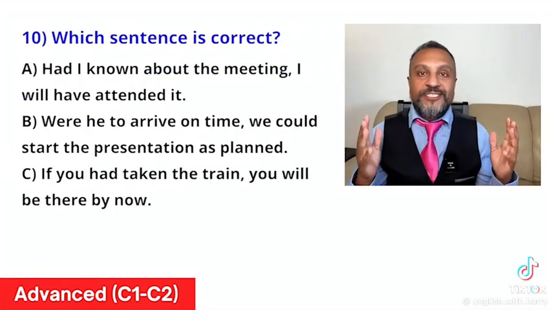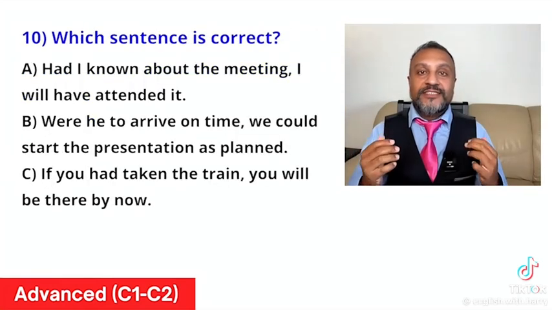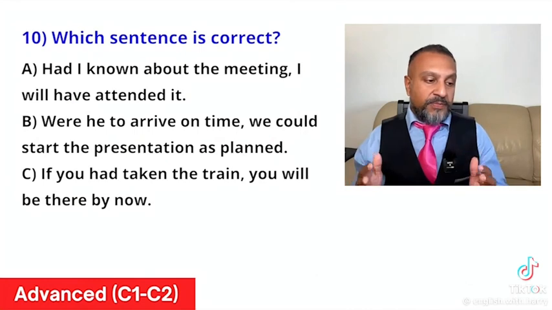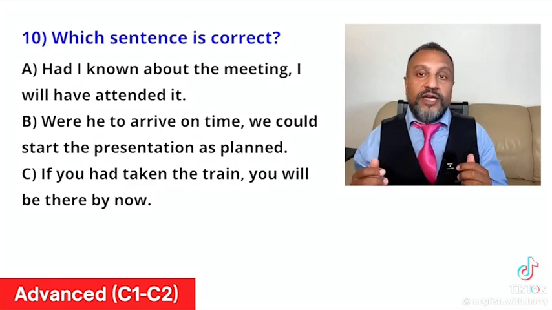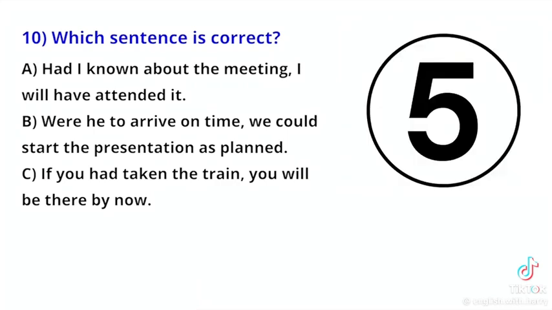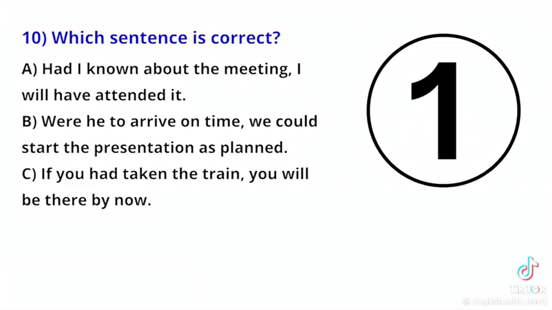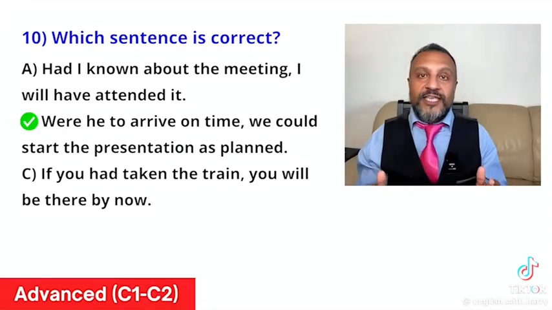Question 10. Which sentence is correct? Had I known about the meeting, I will have attended it. Were he to arrive on time, we would start the presentation as planned. If you had taken the train, you will be there by now. The answer is, were he to arrive on time, we could start the presentation as planned.